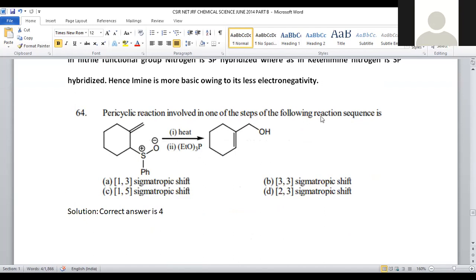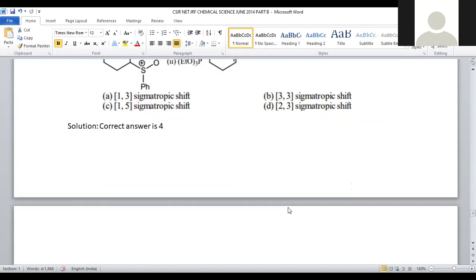Pericyclic reactions are involved in one of the steps of the following reaction sequence. Here, the starting material is cyclohexane with S+, O-, Ph. Here an exocyclic double bond is there, and upon heating and adding triethoxyphosphine, it is converted into a cyclohexene kind of ring with a CH2OH functional group. During this transformation, it is obviously a sigmatropic reaction only, a concerted mechanism of pericyclic reaction. So during this sigmatropic rearrangement, we have to depict what kind of fragmentation is possible.